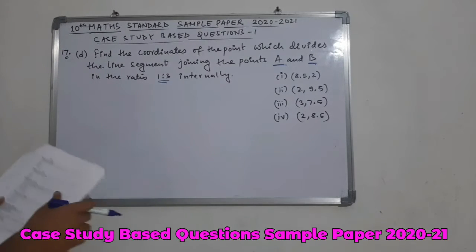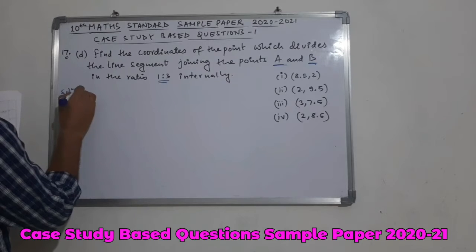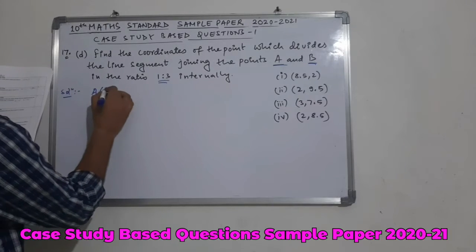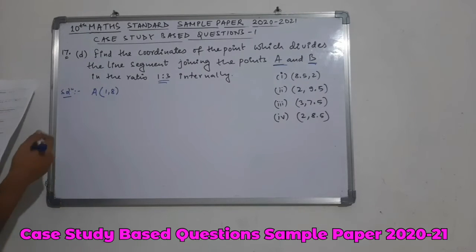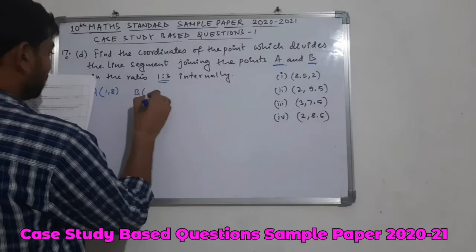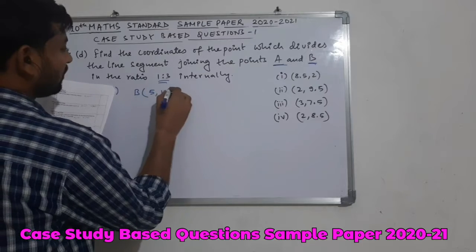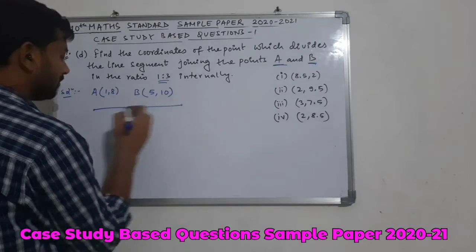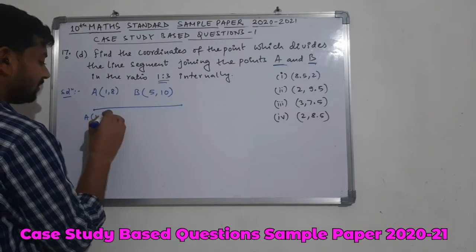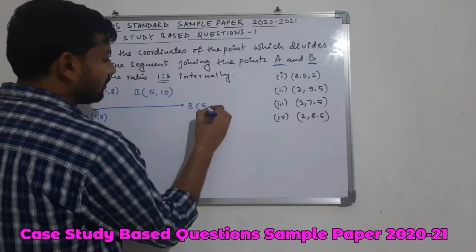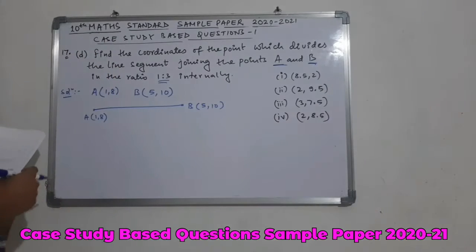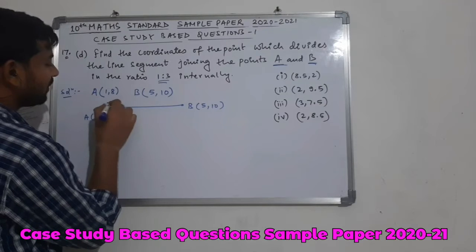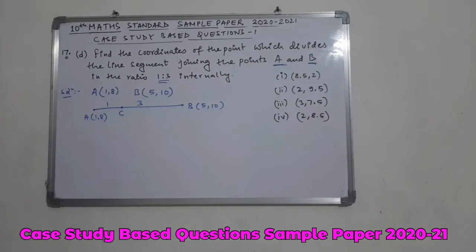We have 2 points A and B. So by observation we can find out the coordinates of A. The point A here is 1, 8, which we have used in the previous question, and the coordinates of point B here is 5, 10. Now we have to find a point in between. Suppose this is point A 1, 8 and this is the point B 5, 10. We have to find a point in between, which let us call C, dividing this line in the ratio 1:3.